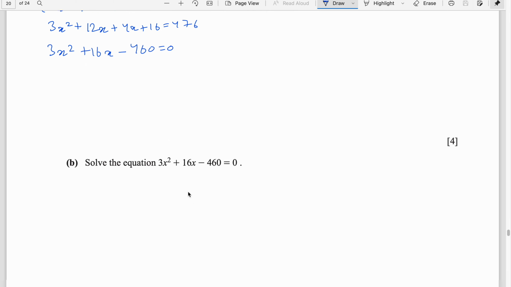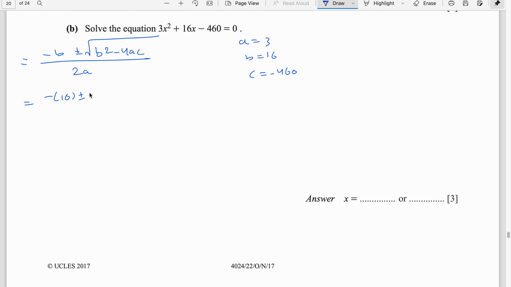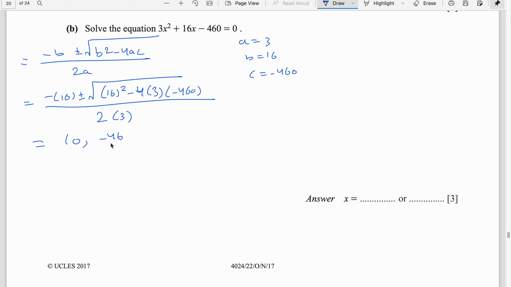Solve the equation. So straight away use your calculators. Minus b plus minus square root of b squared minus 4ac, over 2a. A is 3, B is 16, C is minus 460. So minus B plus minus square root of B squared minus 4AC, over 2A. You get 10 and minus 46 by 3, which is 10 and minus 15.3.